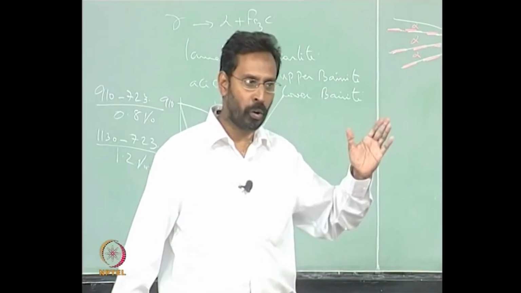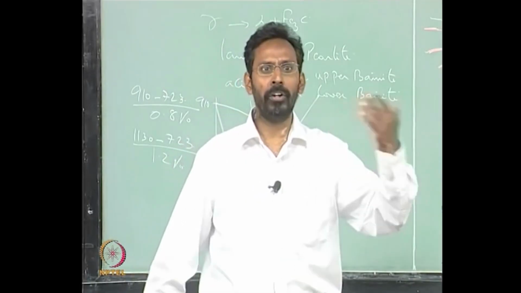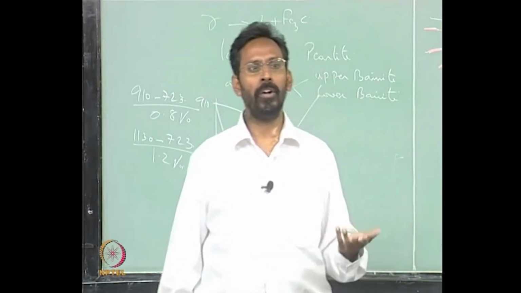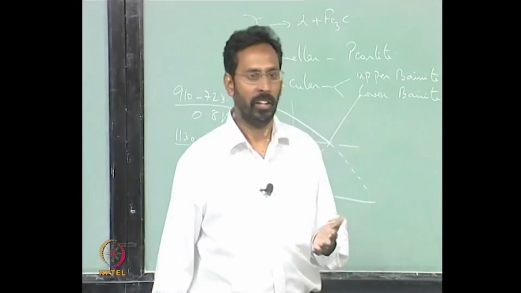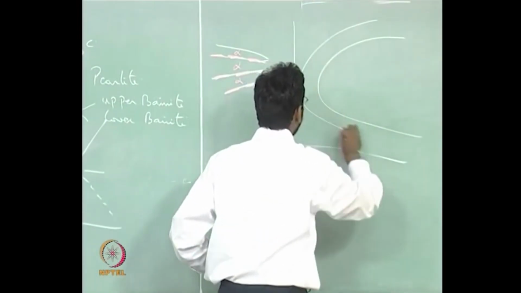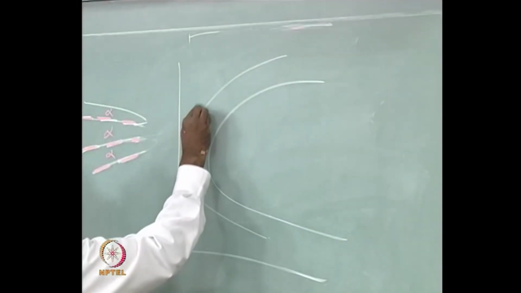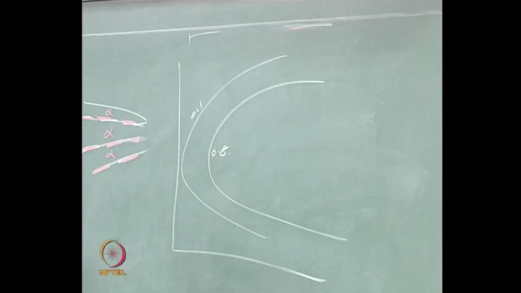As you go towards 0.8% carbon, the amount of pro-eutectoid ferrite is decreasing. Once the pro-eutectoid ferrite decreases, the number of nucleating sites for the pearlite also decreases. So that is the reason why you will see maybe 0.1% carbon would be like this and 0.8 would be like this. Now if I am increasing it further, what would happen? It would actually start coming back.